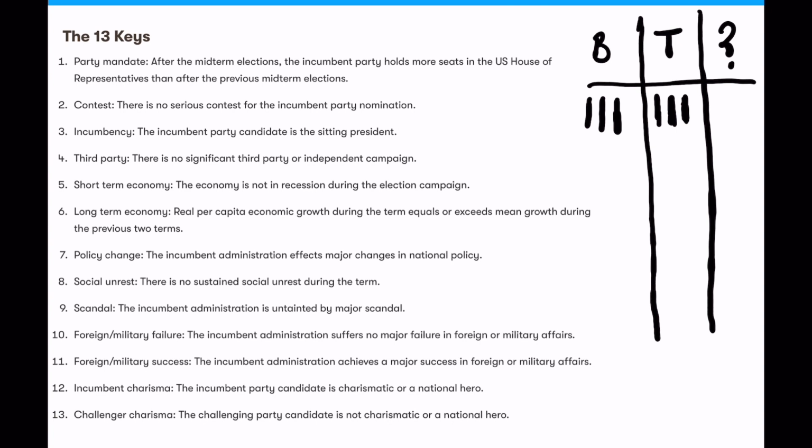Let's see here. Number 7, policy change. The incumbent administration affects major changes in national policy. Looking at things like the New Deal, Obamacare, and getting rid of NAFTA and putting USMCA in place, the current administration has made no major policy change that is even remotely in line with those things. Biden, when it comes to policy, has been kind of a lame duck. He hasn't really done anything, and I think that's one of the major issues we're seeing with inflation. He's just kind of placating and hands off. No major policy change.